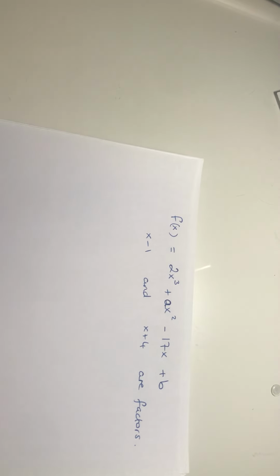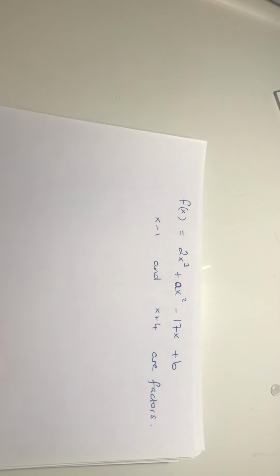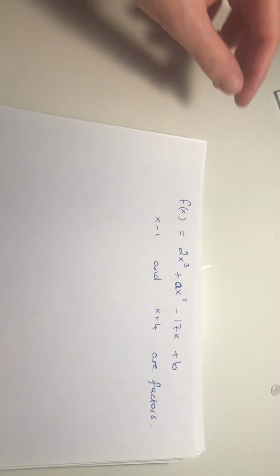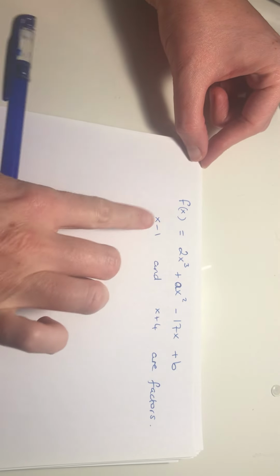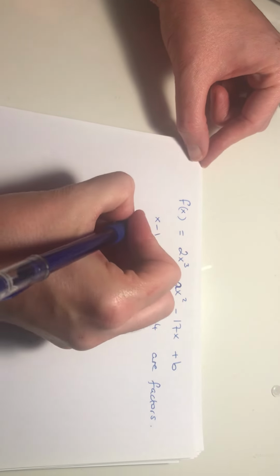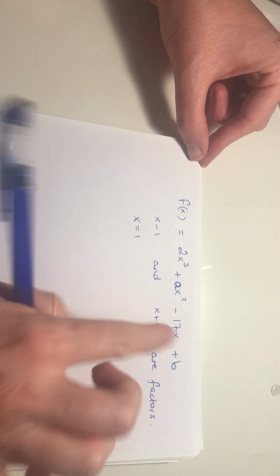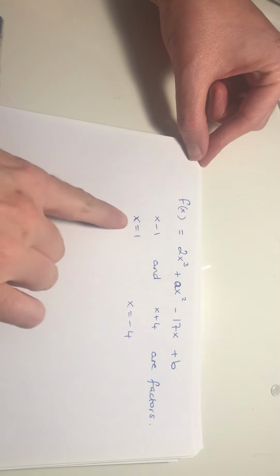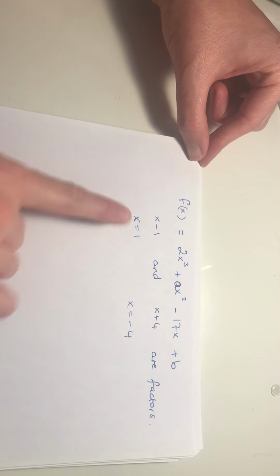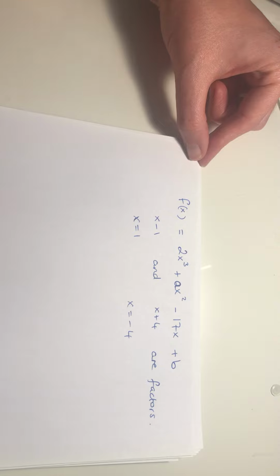We were given a function and we were told that x minus 1 and x plus 4 are factors. We have the option of long division, or we also have the option of, if I have factors, I can change them into roots and substitute in. So instead of saying that x minus 1 is a factor, I could say x is equal to 1. And instead of saying x plus 4 is a factor, I'm going to say x is equal to minus 4. Anywhere I have an x, I'm going to sub in the 1, and then anywhere I have an x, I'll sub in the minus 4, and we'll just see what we're left with.